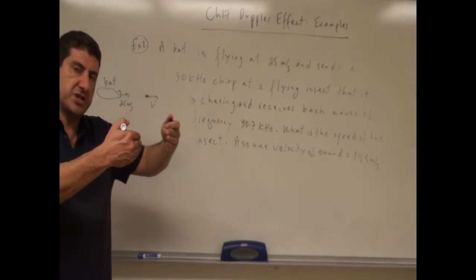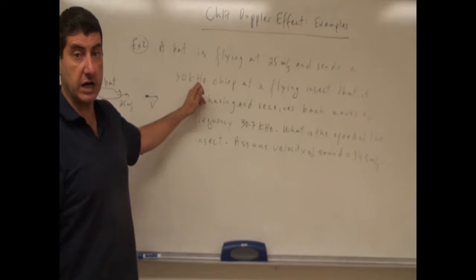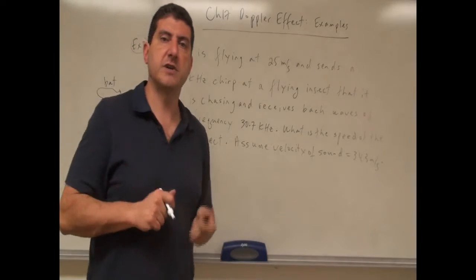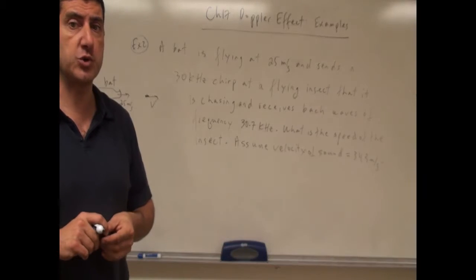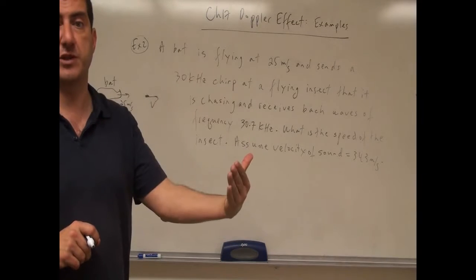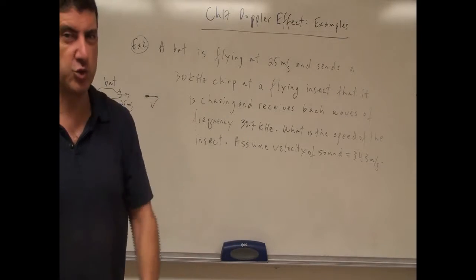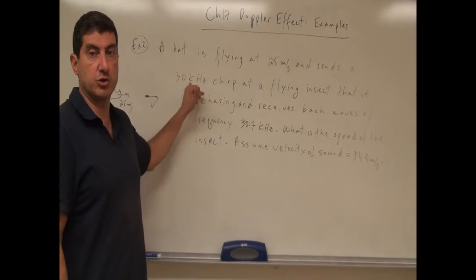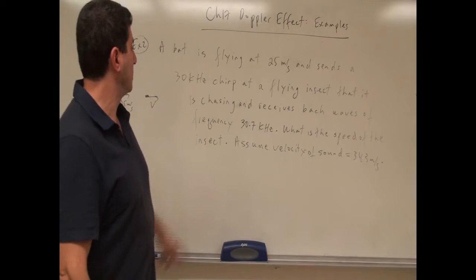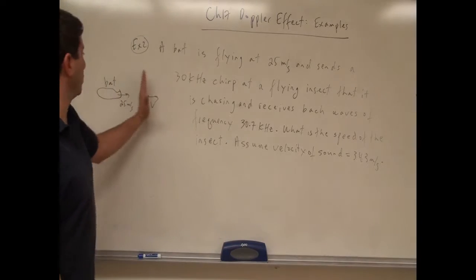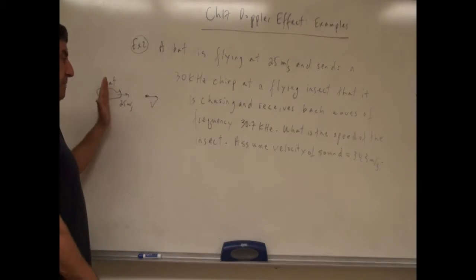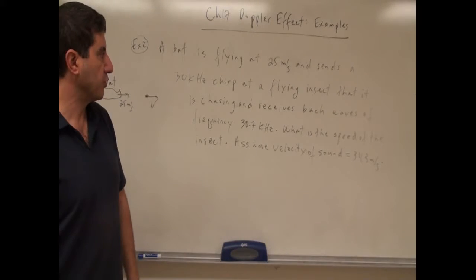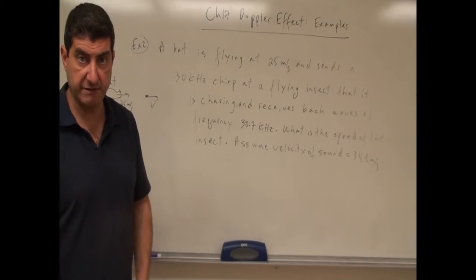So it sends out this sound wave, a very high frequency, above the frequency that we can hear as humans. The highest frequency we can hear is roughly about 20,000 hertz, 20 kilohertz. So anything higher than that is called ultrasound, right? Then the waves reflect off the insect and come back, and the bat hears a frequency of 30.7 kilohertz. What is the speed of the insect based on this information?